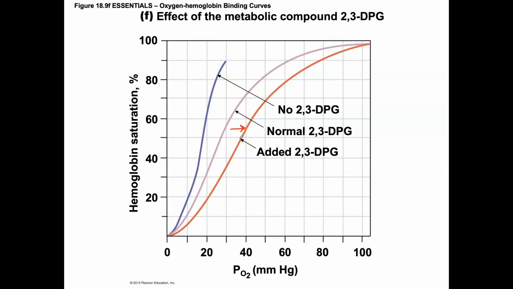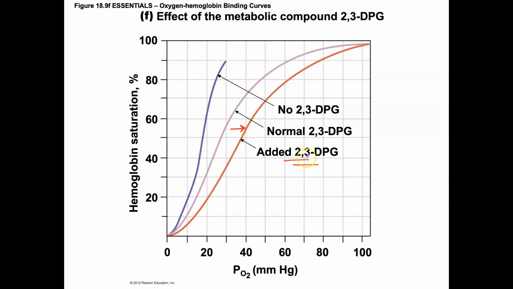This is what we would call the Luebering-Rapoport pathway. We're going to convert 1,3-bisphosphoglycerate into 2,3-bisphosphoglycerate, or 2,3-DPG. This is an offshoot of the glycolysis pathway, which is taking place inside red blood cells. And this molecule changes the way oxygen binds hemoglobin.